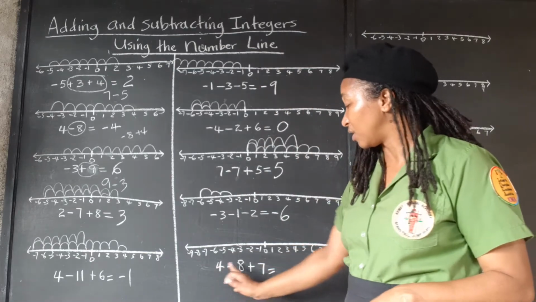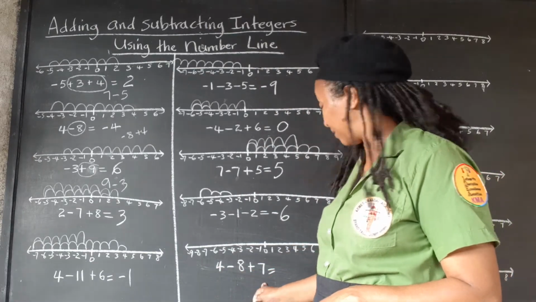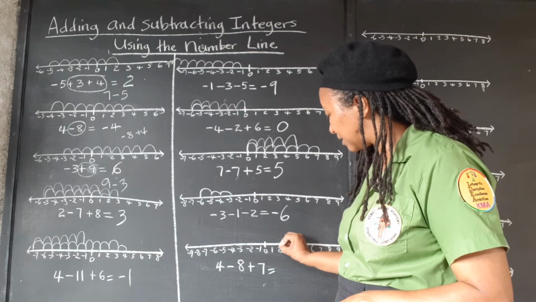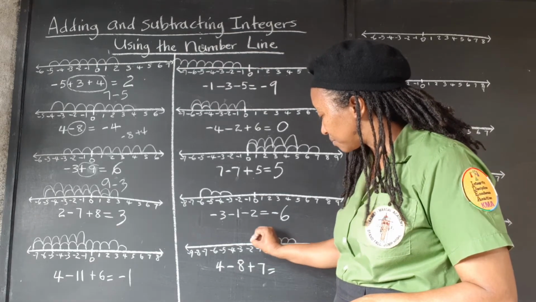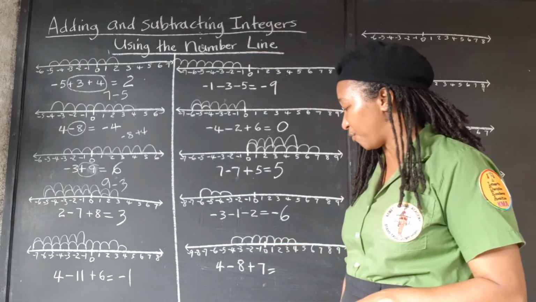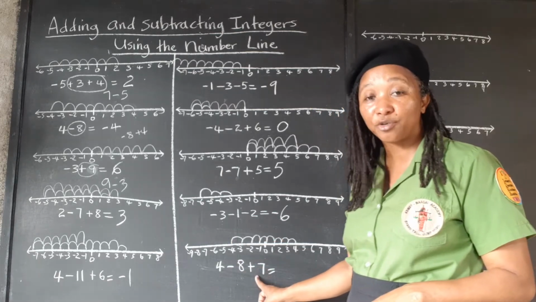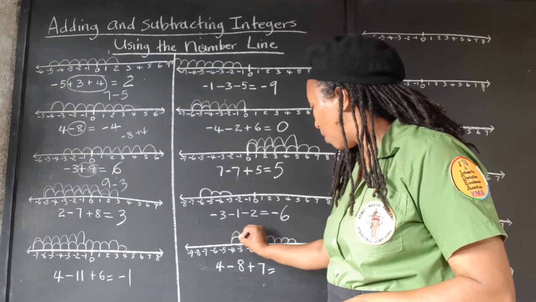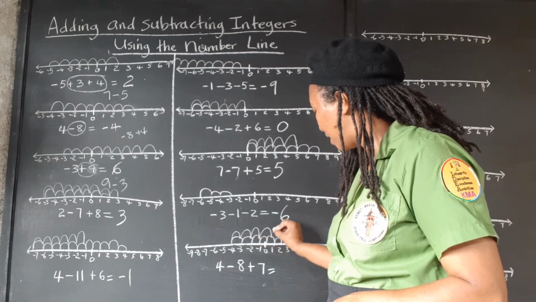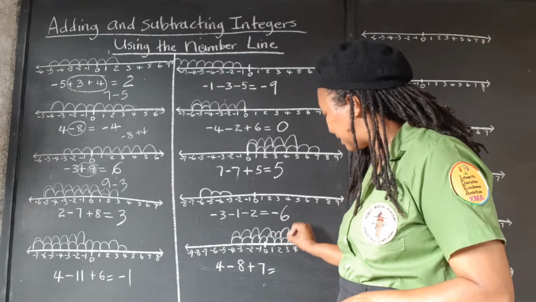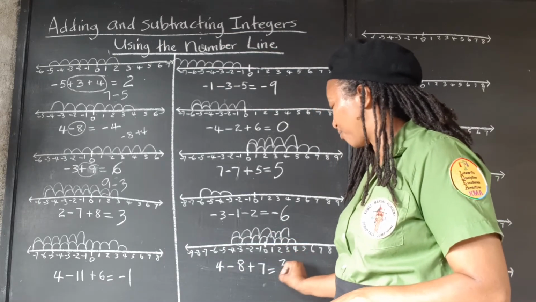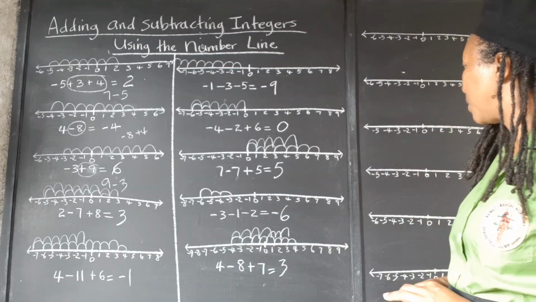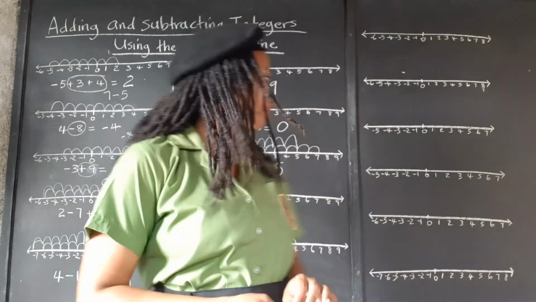Now we have 4 subtract 8 plus 7. We're starting at positive 4. We're moving back 8 places. Takes us to negative 4. Now we're going back to the right because we're adding. So 7 places from that. 1, 2, 3, 4, 5, 6, 7. That takes us to positive 3. Alright, so we have a couple more to go.